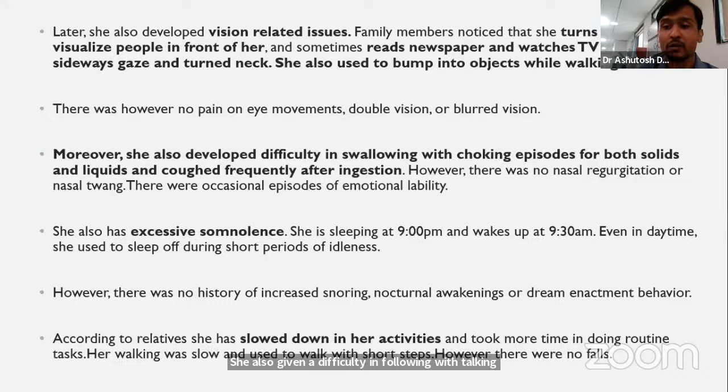There were occasional episodes of emotional lability. She also had excessive somnolence during this period. She slept at 9 p.m. and woke up at 9:30, and even in daytime, she used to sleep off during short periods of idleness. However, there was no history of increasing snoring, nocturnal awakenings, or dream enactment behavior. According to the relatives, she had slowed down in her activities and took more time in doing routine tasks. Her walking was slow and she used to walk with short steps. However, there were no falls.